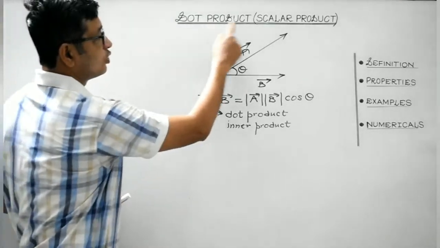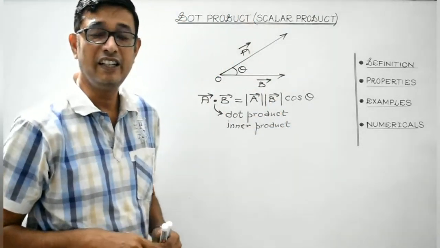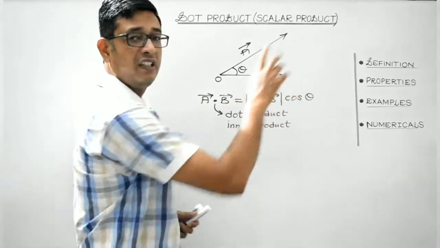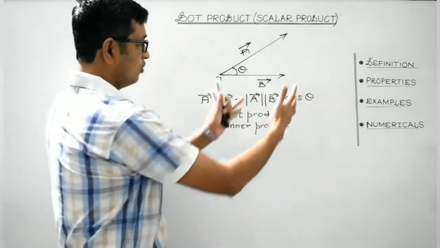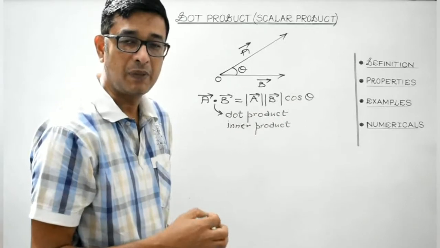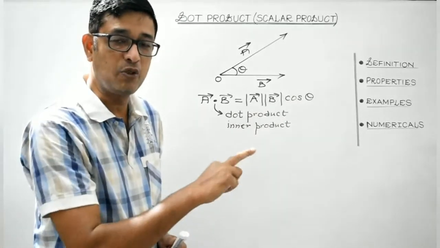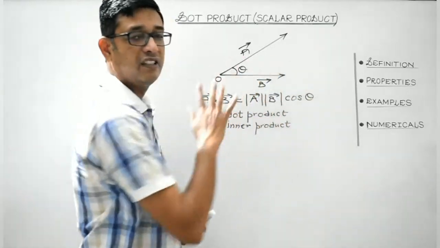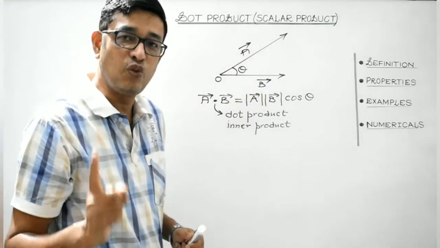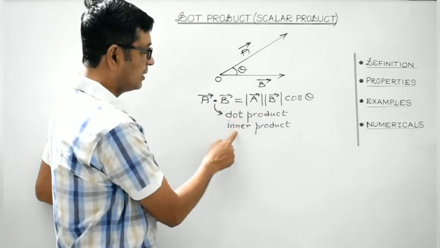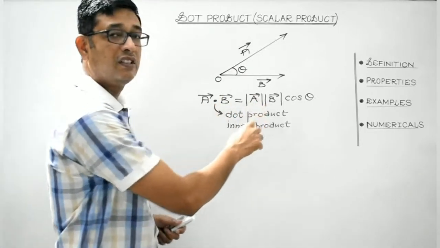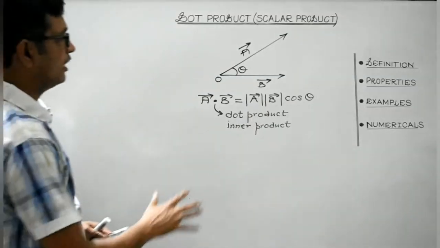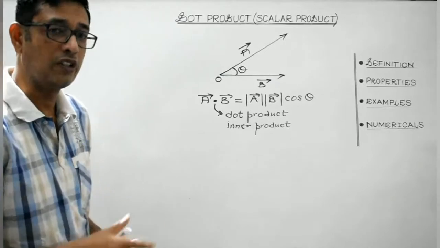Now, why is it also known as a scalar product? It is because the dot product of two vectors is always a scalar quantity. The right hand side, which is magnitude of A multiplied by magnitude of B and cosine of the angle between A and B, is a scalar quantity. No direction is associated in the right hand side. So that is the reason why the dot product or the inner product of two vectors is always a scalar quantity.